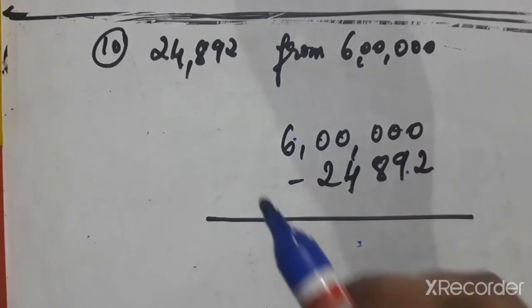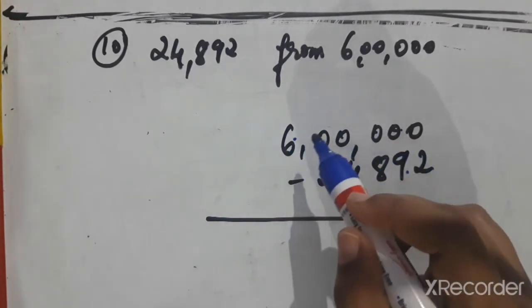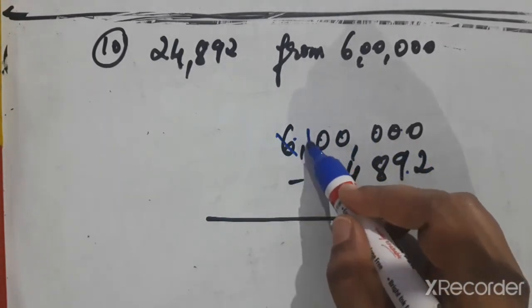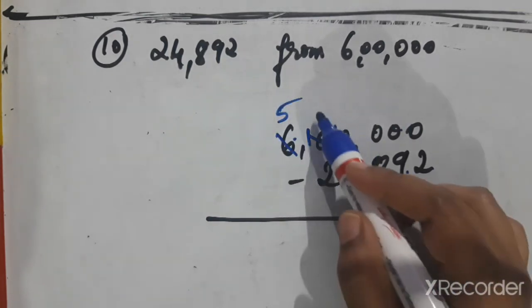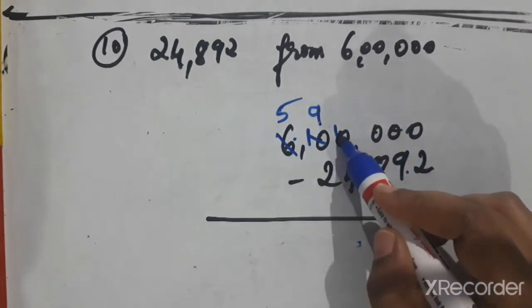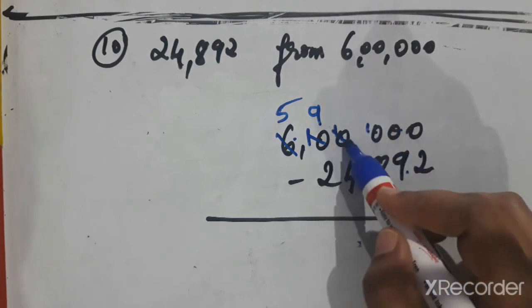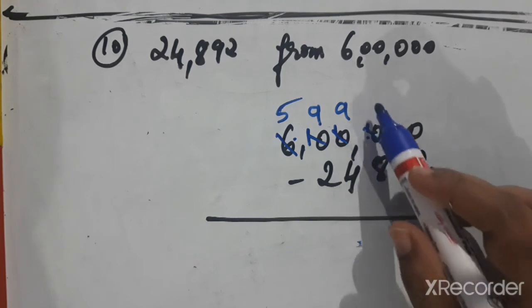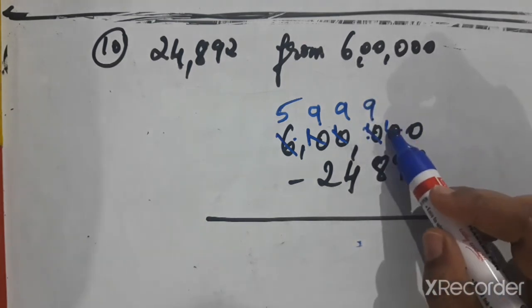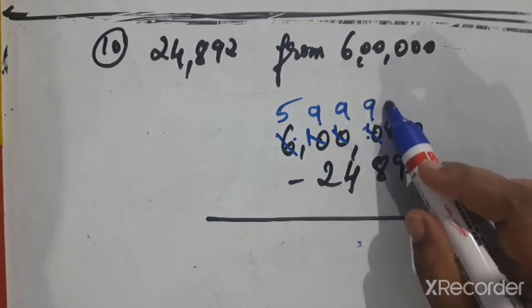So borrow 1 from the next, 0, 0. 6 will give 1 to here and 6 will become 5. And 10 will give 1 to here and this 10 will become 9. This 10 will give 1 to here and this will become 9. This 10 will give 1 to here and this will become 9. And this 10 will give 1 to here and this will become 9.